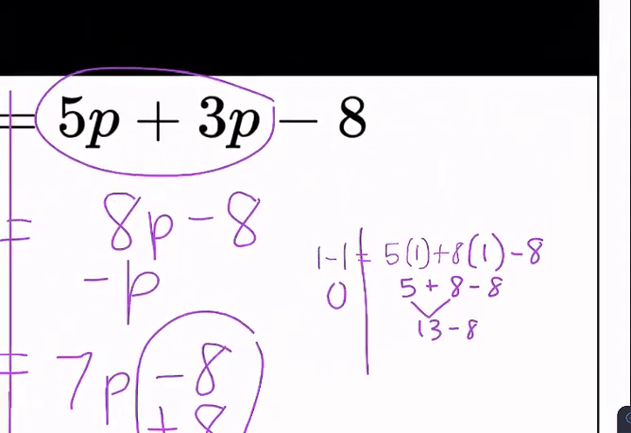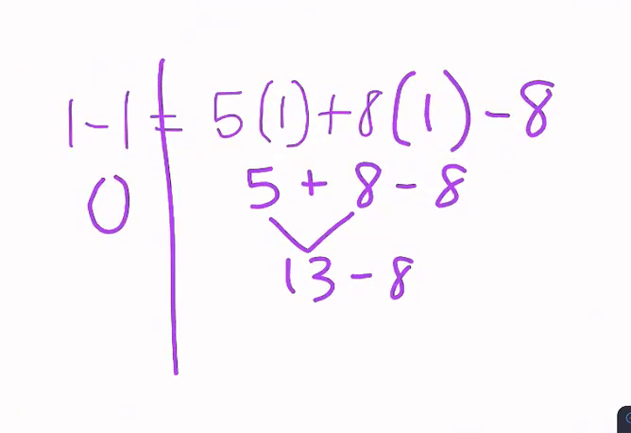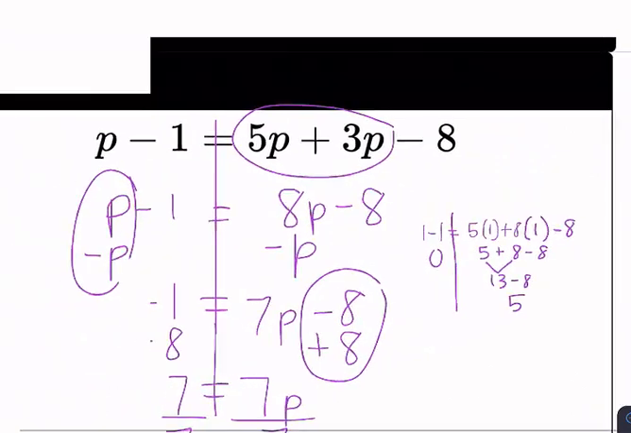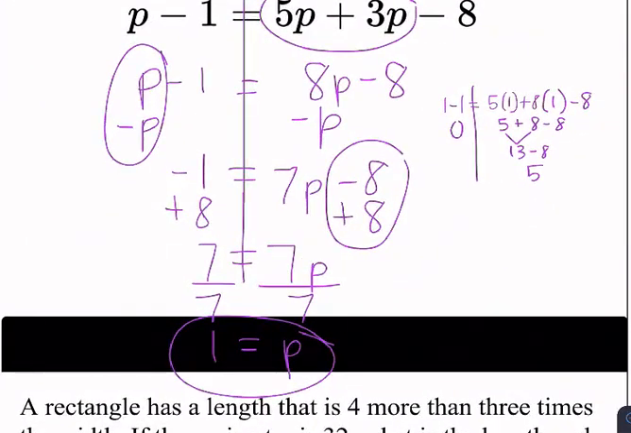13 minus, did I do this correctly? Yes. 13 minus 8 is 5. So this one is not checking out for some reason. We are not getting both sides equal. So that one is a red flag for us. We can look at that and say, this one is not making sense. Let's see if we can catch our mistake.